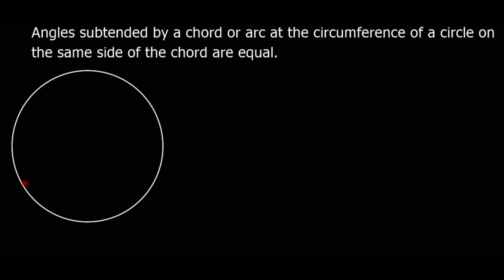Now let's say we have a chord, and let's say this chord is AB. Now this chord subtends an angle at the circumference. It creates an angle on the circumference. And then let's say this same chord AB creates another angle at the circumference.